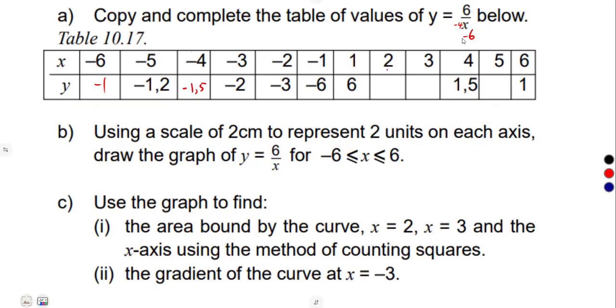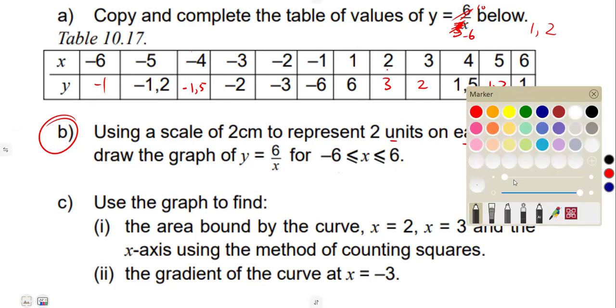When x is 2, just put a 2 here. 2 into 6, that's 3. When x is 3, 3 into 6, that's a 2. When x is 5, 6 over 5, that's 1 comma 2. So this will be 1 comma 2, something like that. So this is our table of values, and you're given 2 centimeters to represent 2 units on each axis. All right, draw this graph, x taken from minus 6 up to 6.